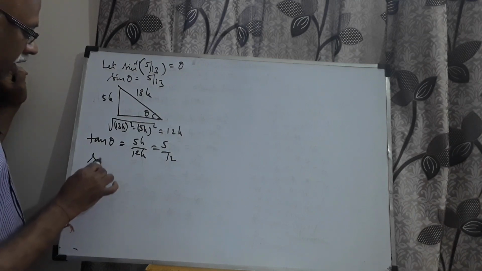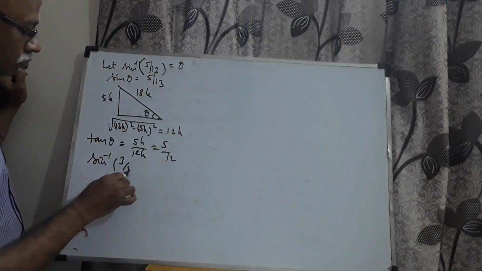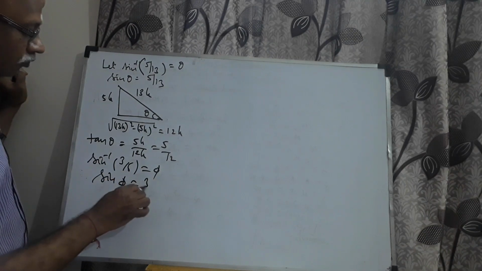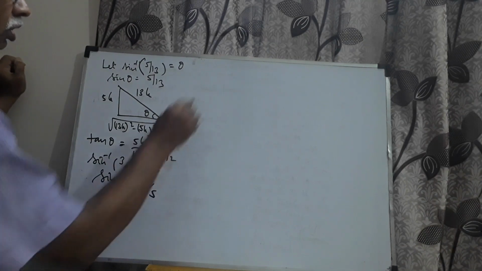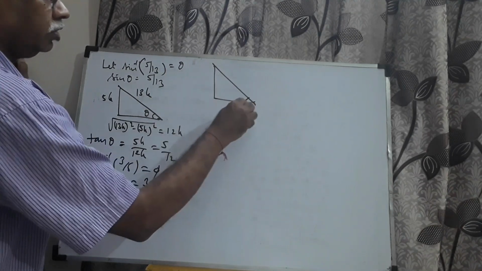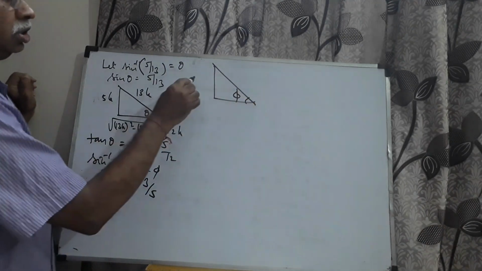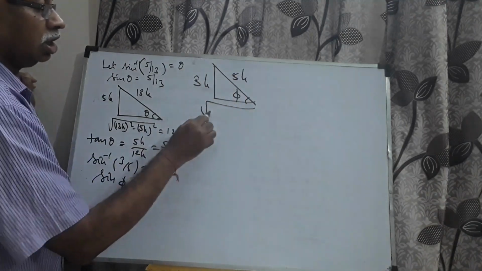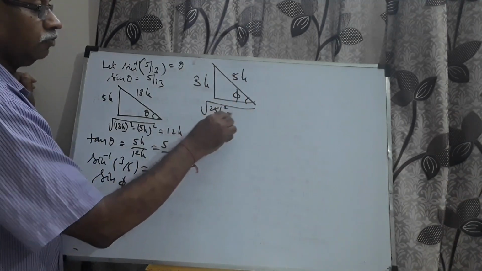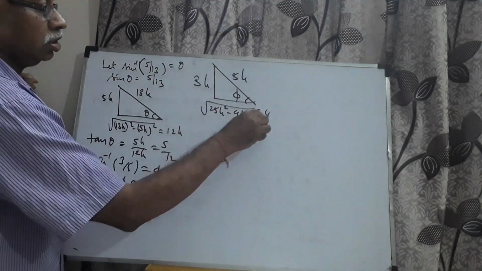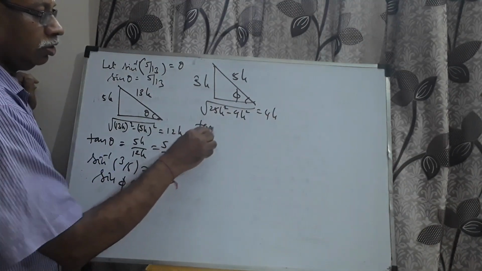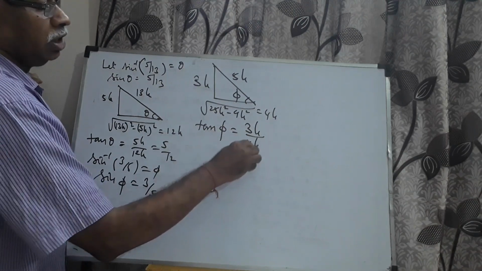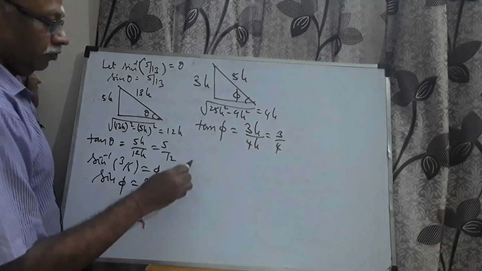Now let me take sine inverse 3 by 5 equal to phi. Therefore, sine phi is 3 by 5. Let me draw a right triangle in which one acute angle is phi. The opposite side is 3k, hypotenuse is 5k. The adjacent side becomes the square root of 25k square minus 9k square, which is 4k. Therefore, tan phi is 3k by 4k, which is 3 by 4.